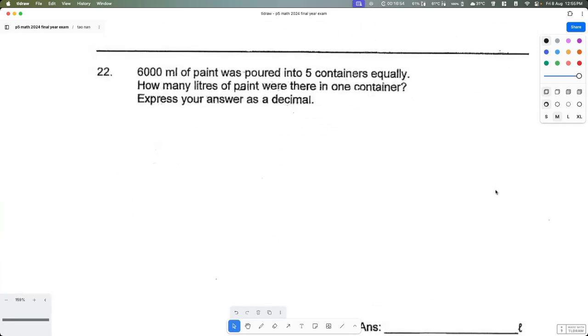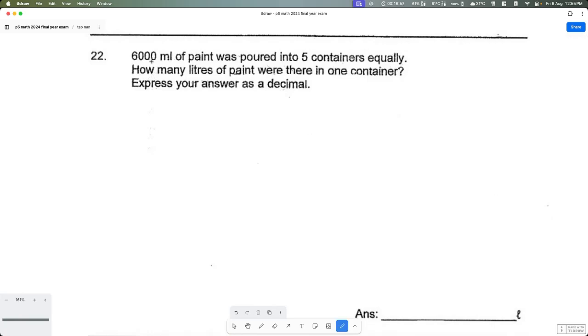All right, let's move on to the next one. Question 22. 6,000 milliliters of paint was poured into 5 containers equally.